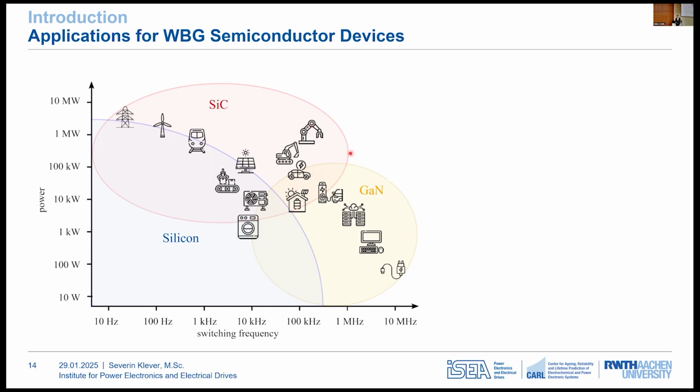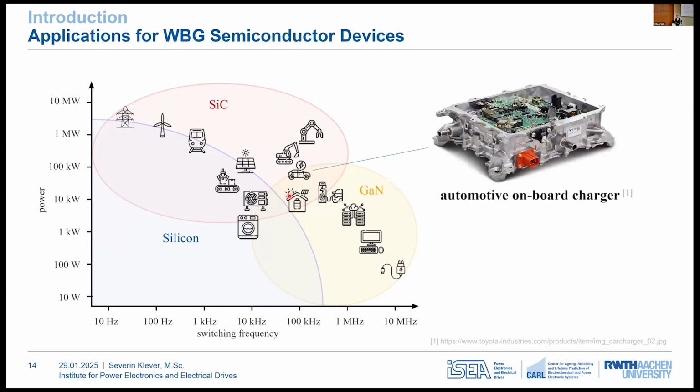There are also applications where GaN and SiC compete, and this is particularly in the field of electromobility. For example, in automotive onboard chargers, where the efficiency and power density is directly linked to the range of a vehicle. And to optimize such systems, you can see here, we need to characterize semiconductors and measure their switching losses. And this is part of the dynamic characterization from the title of my research.